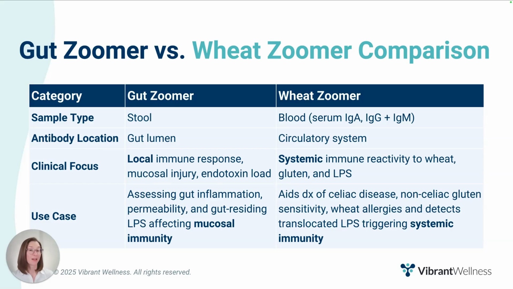The main difference between the GutSummer and the WheatZoomer is that the GutSummer is a stool test that detects antibodies in the gut lumen, with a clinical focus on local immune response, mucosal injury, and endotoxin load in order to assess gut inflammation and permeability along with gut-residing LPS bacteria affecting the barrier. In comparison, the WheatZoomer is a blood test that measures antibody levels in circulation, providing evidence on systemic immune reactivity to wheat gluten and LPS. It aids in the diagnosis of celiac disease, non-celiac gluten sensitivity, wheat allergies, and also detects translocated LPS, triggering systemic immunity.